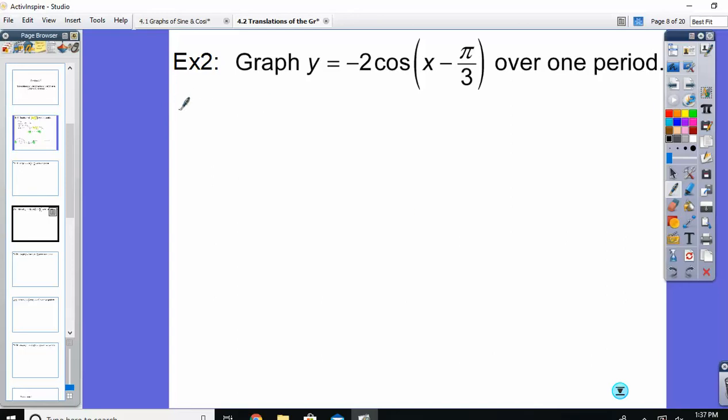Amplitude? 2. And what's the negative do? Flips. Period? Yeah, it's just a 1x, so 2 pi over 1 is just 2 pi. Count by? Period divided by 4 is pi over 2. What else do I need to do? Interval. Okay.